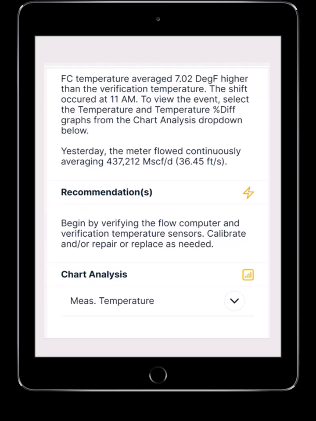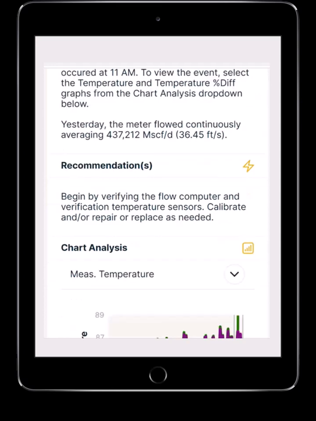Yesterday, the meter flowed 437,000 MSCF a day at basically 36 feet per second. So you know the meter was flowing at a good clip while this event took place. The recommendation is to begin by verifying the flow computer and verification temperature sensors, and to calibrate and/or replace as needed.